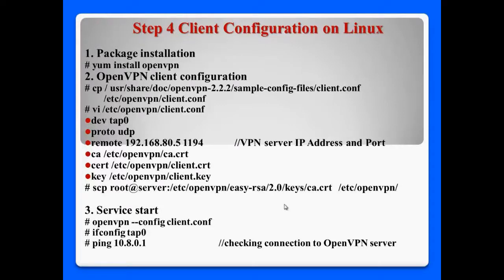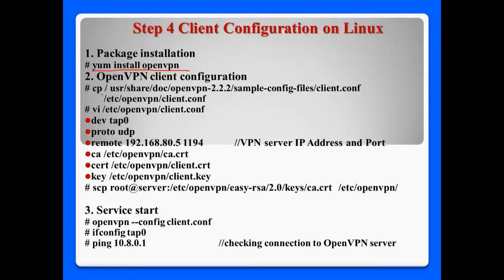Okay, now let's start step 4, client configuration on Linux. Number 1, package installation. Before we start configuration of the client on Linux system, we have to check the package: yum install OpenVPN. And after that, number 2, OpenVPN client configuration.